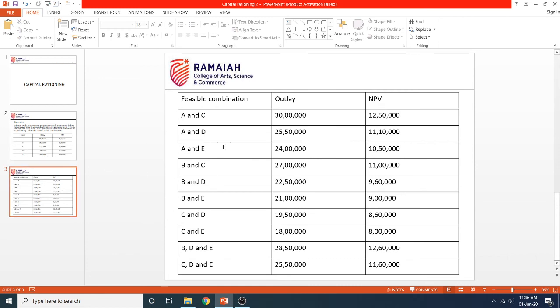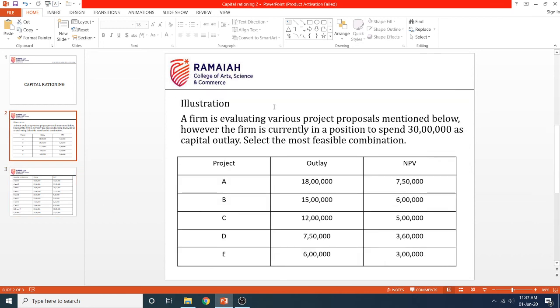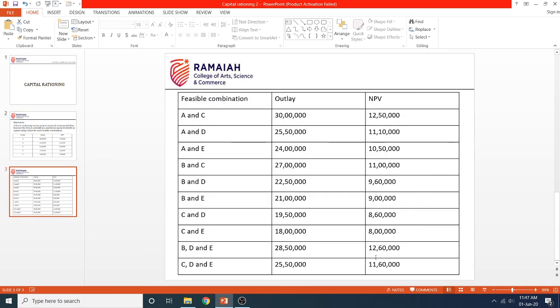So A and C, A and D, A and E, B and C, B and D, B and E, C and D, C and E, right? Also, I've considered involving three different projects. Involving three different projects has given us the combination of B, D and C. You are able to invest in three different projects, in which you are gaining 12 lakhs 60,000, right? 12 lakh 60,000. Also, A and C is a little close, that is 12 lakh 50.